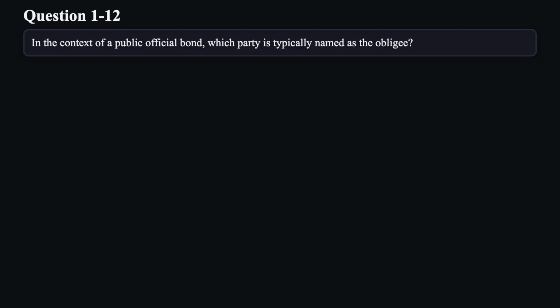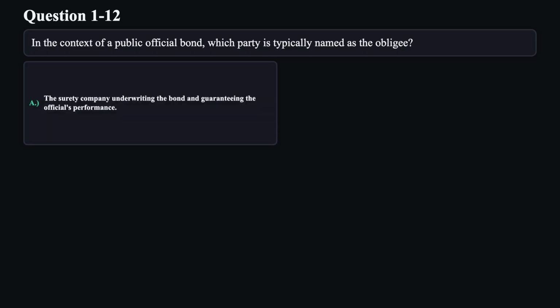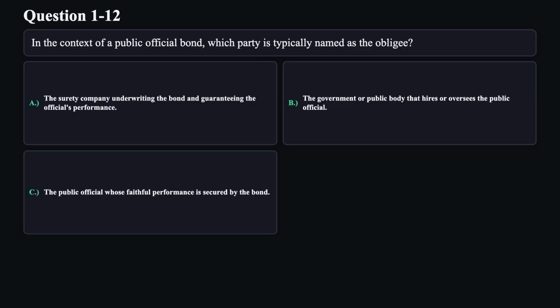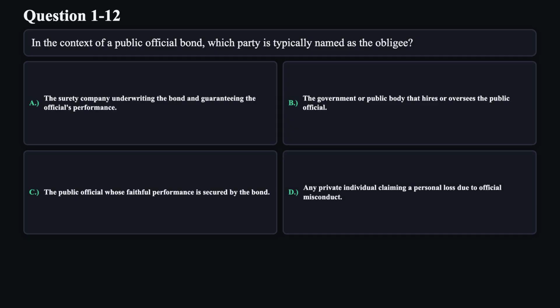Question 12. In the context of a public official bond, which party is typically named as the obligee? A. The surety company underwriting the bond and guaranteeing the official's performance. B. The government or public body that hires or oversees the public official. C. The public official whose faithful performance is secured by the bond. D. Any private individual claiming a personal loss due to official misconduct.